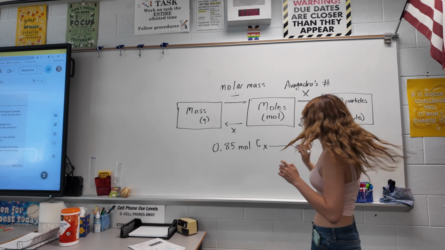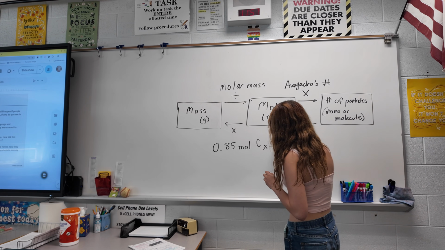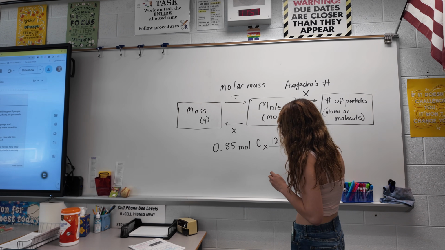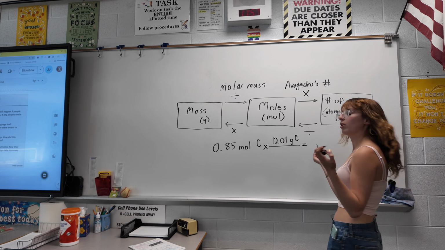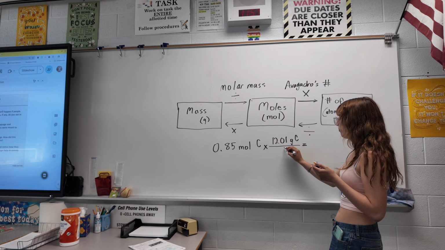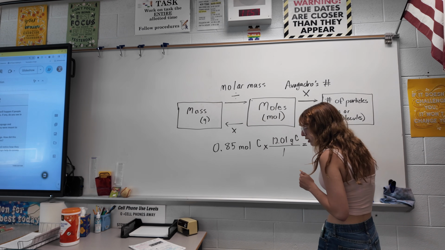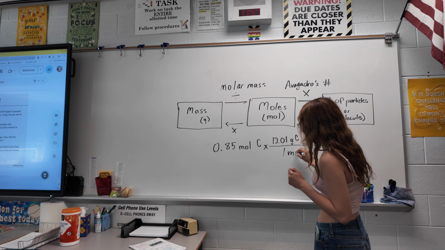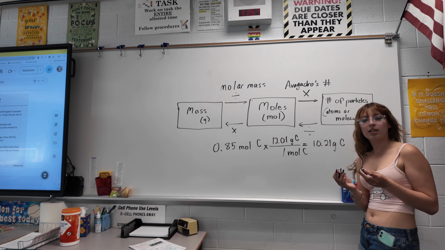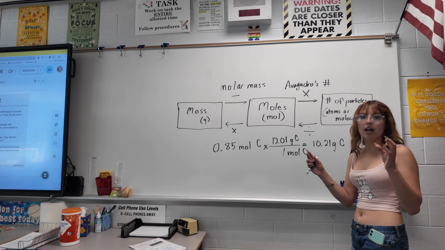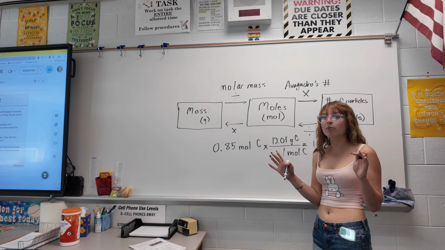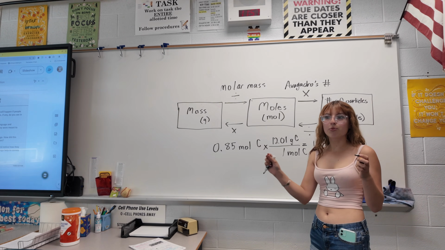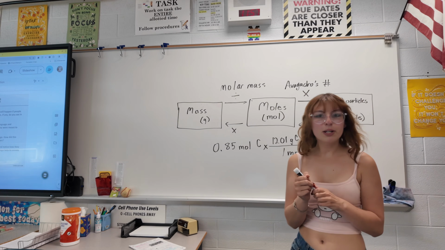So for example, if we have 0.85 moles of carbon, we're going to multiply by the molar mass, 12.01 grams of carbon per mole. We get a mass of 10.21 grams of carbon, which is pretty cool. Don't forget to put in all of your units because that'll be really helpful, especially on the AP exam when you're on a time crunch. You're going to want to know what goes where. So that's pretty cool.